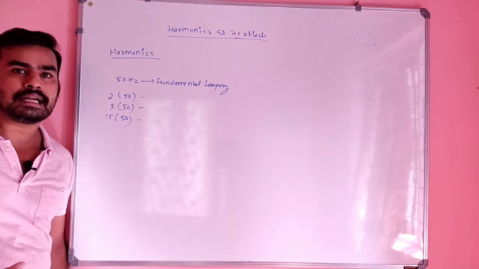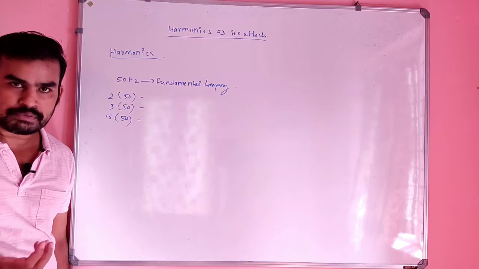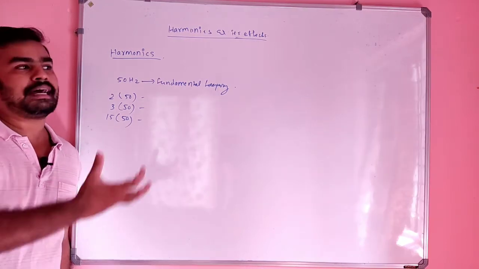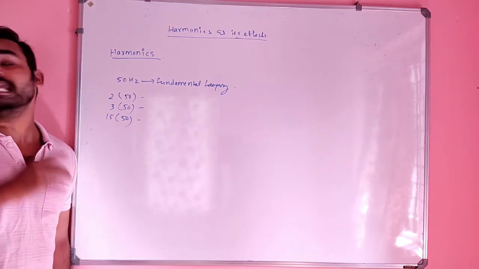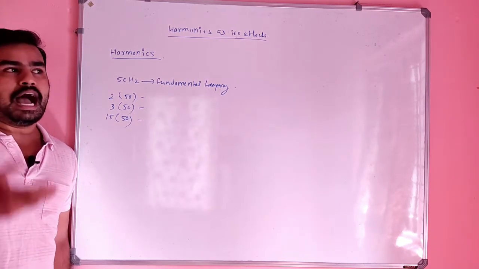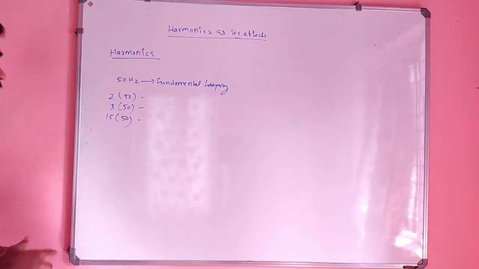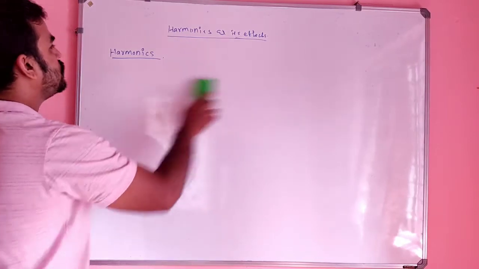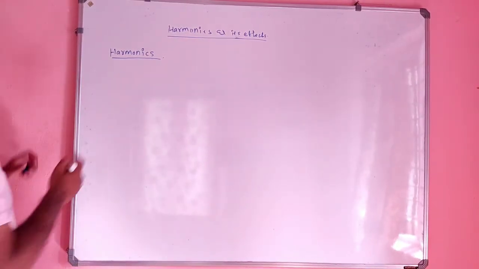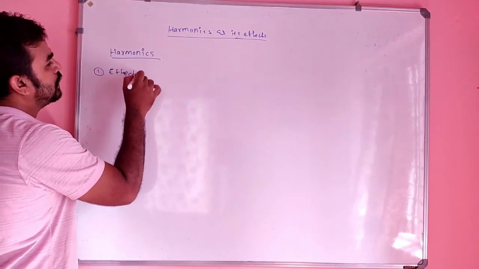So harmonics are unpredicted waves that arise in a power system, and they may harm the system in different manner. Let's see what the effect of these harmonics is on certain parameters.